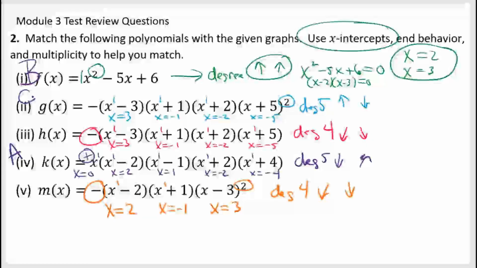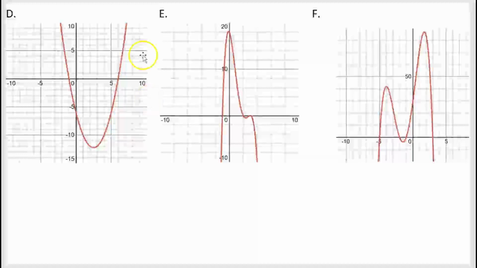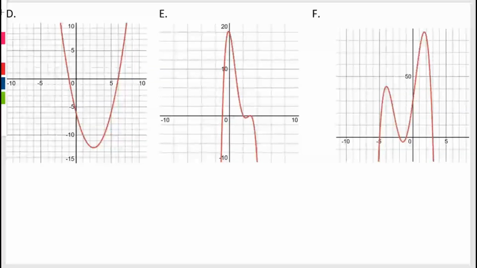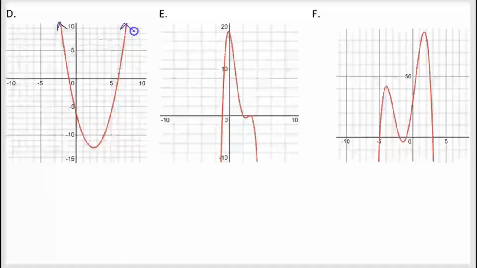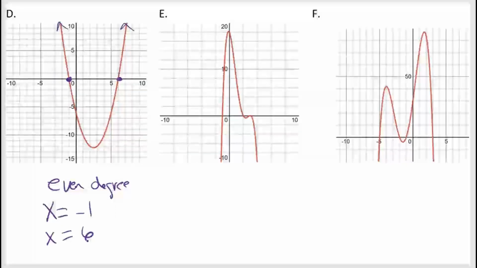Okay, now I have more graphs to take a look at, so let me go to that slide. So there's going to be graphs D, E, and F. Notice everybody doesn't have a match. Now, D right here, notice what we got going on. Okay, so both ends are pointing upward, so we have an even degree. And I have zeros of x equals -1 and, right here, our x-intercepts, x equals 6. Okay, so let's go ahead and analyze the next one too, and then we'll go match.